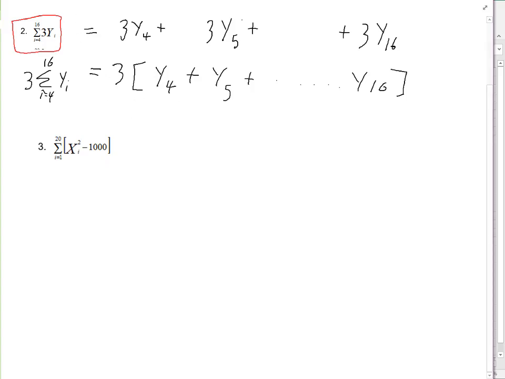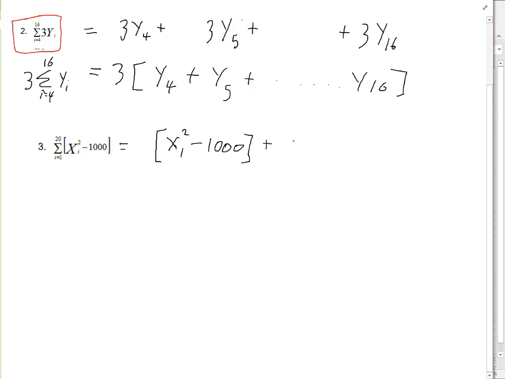First of all, you've got to comprehend what is going on here. What does this mean? We're going from 1 to 20. So the first one we're talking about is x1, but it's not just x1, x2, x3. Every time you pick out one of these x's, you're going to have to square it, and then you're going to have to take away 1,000.